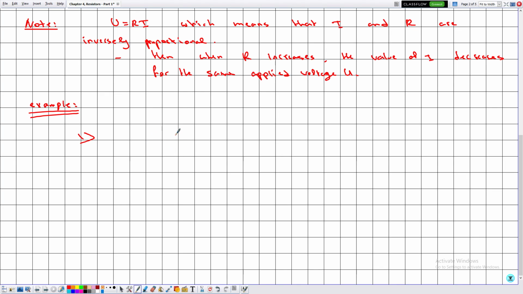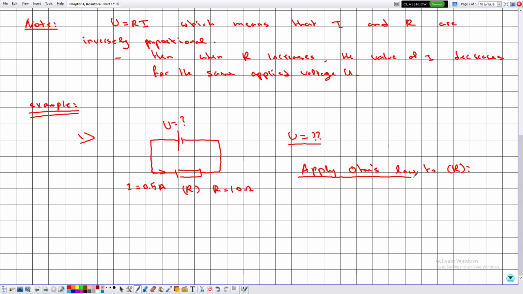Now suppose here we have the following electric circuit. So this is a resistor R, and the value of the current I traversing the circuit is given by, for example, 0.5 amperes, and the value of R is equal to, for example, 10 ohms. Then what is the value of the voltage U of the battery, for example? Then we can apply Ohm's law to R.